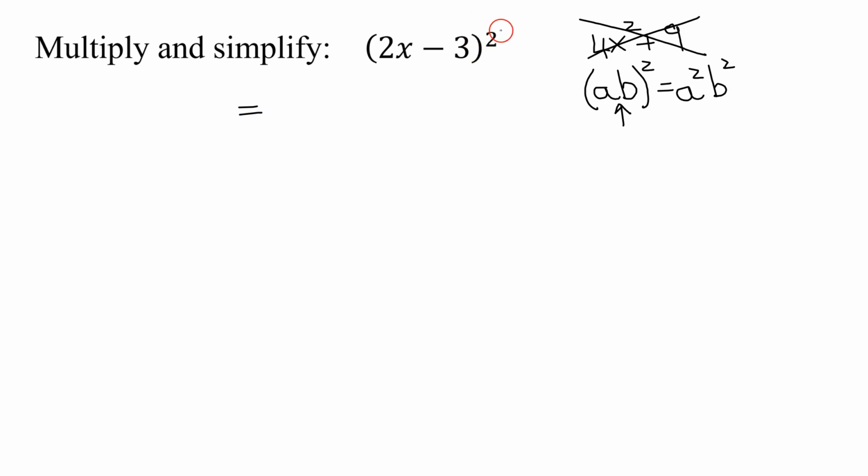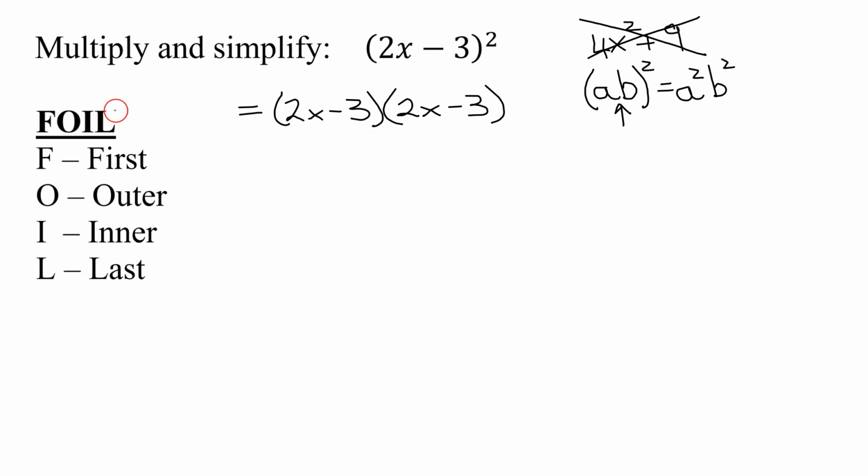What does squaring mean? It means multiplying by itself. So you're just going to write 2x minus 3 times 2x minus 3. Now you have a binomial times a binomial, and how do you normally do that? You normally do that by FOIL. So here is FOIL, and remember in FOIL, F stands for first terms, so I need to multiply the first terms in each of my binomials.